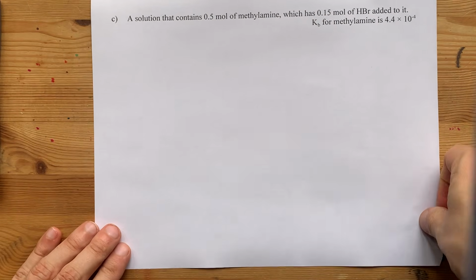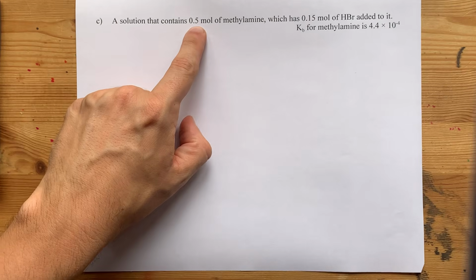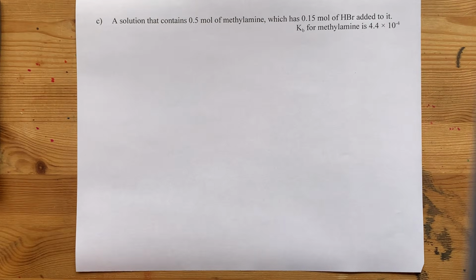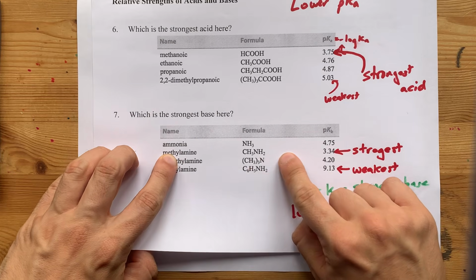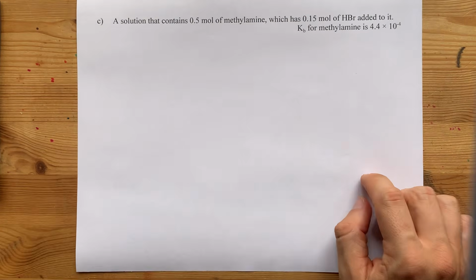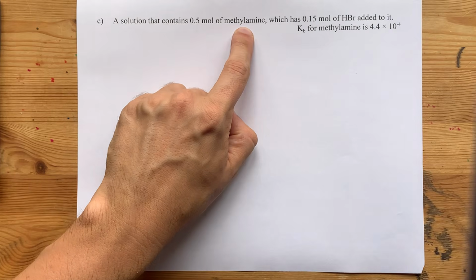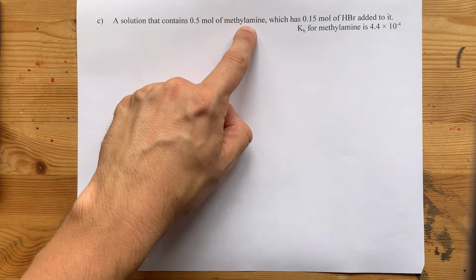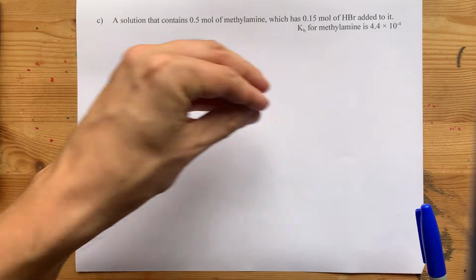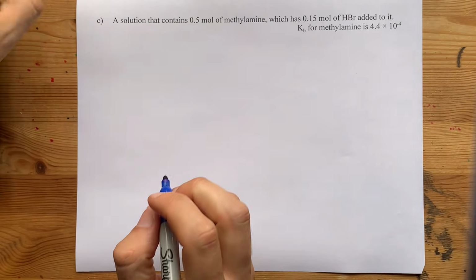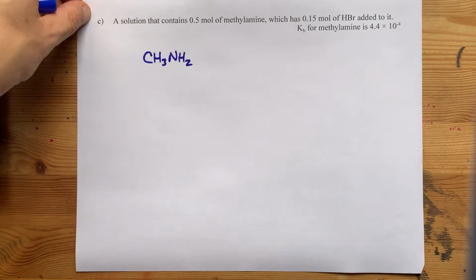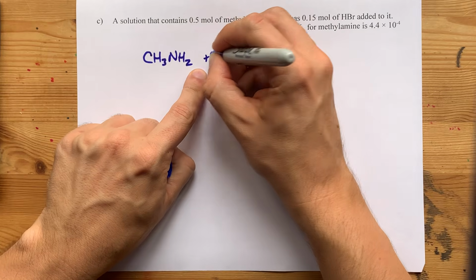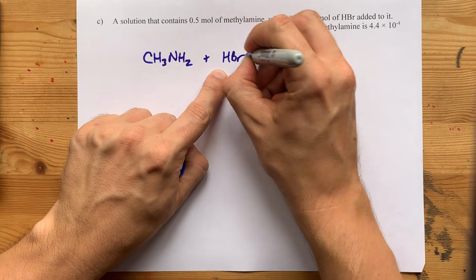One more buffer question. This one, we start with 0.5 moles of methylamine, and we're going to add some strong acid to it. Just want to point out methylamine was on this list of bases. You can also know that it's a base because it says amine. That means nitrogen, and nitrogen loves stealing H away from other things. So CH3NH2, the base, will react with some HBr.